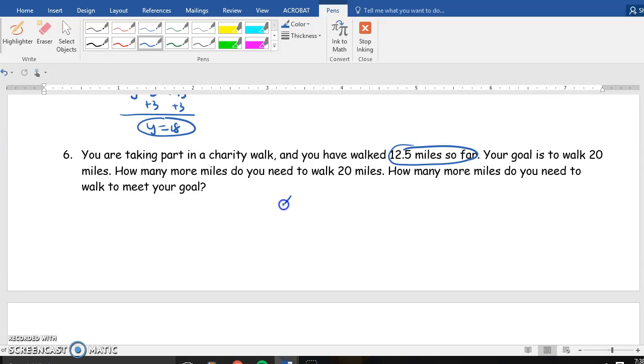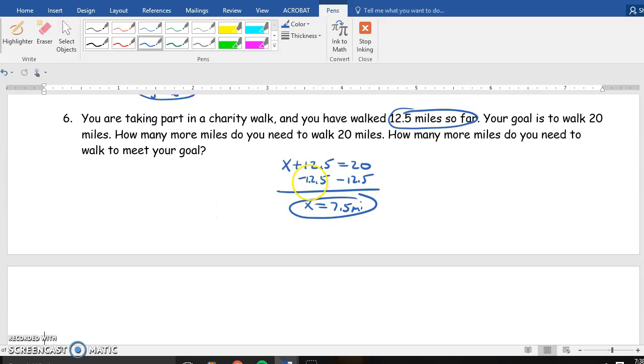Right? So we know the number you have left plus the number you have walked should equal 20. Right? So this is your equation. So now what do I do to solve it? I subtract the 12.5 and x is equal to 7.5 miles.